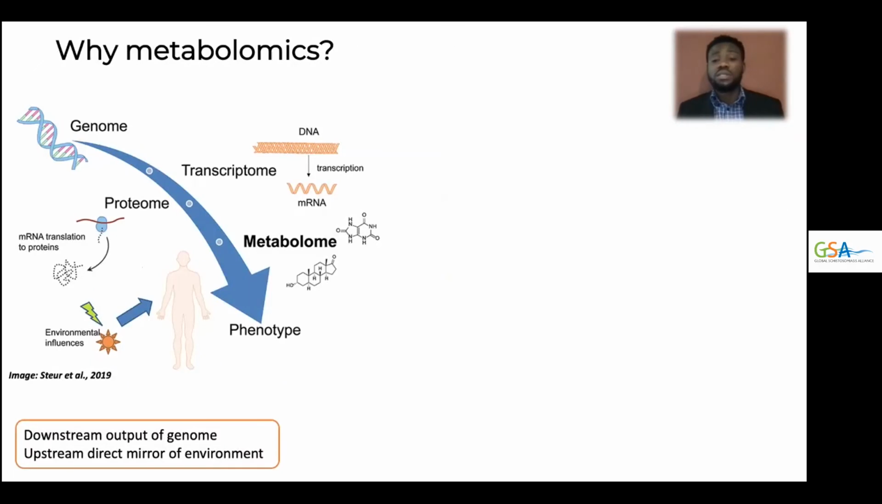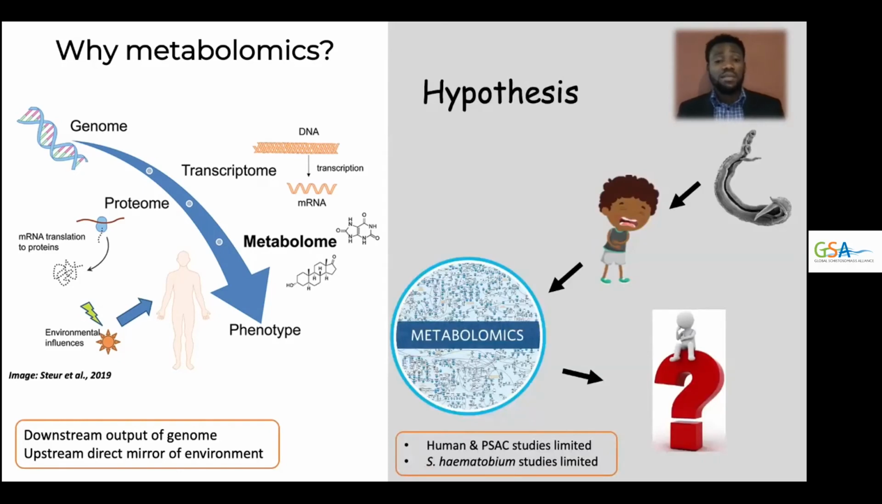So this is where metabolomics can play a key role. With a metabolome being a direct downstream output of the genome and an upstream direct mirror of environmental influences on the body, we can determine what the systemic impact of schistosome infection is on a preschool child if we can determine the change in metabolic profiles at infection and post-treatment.